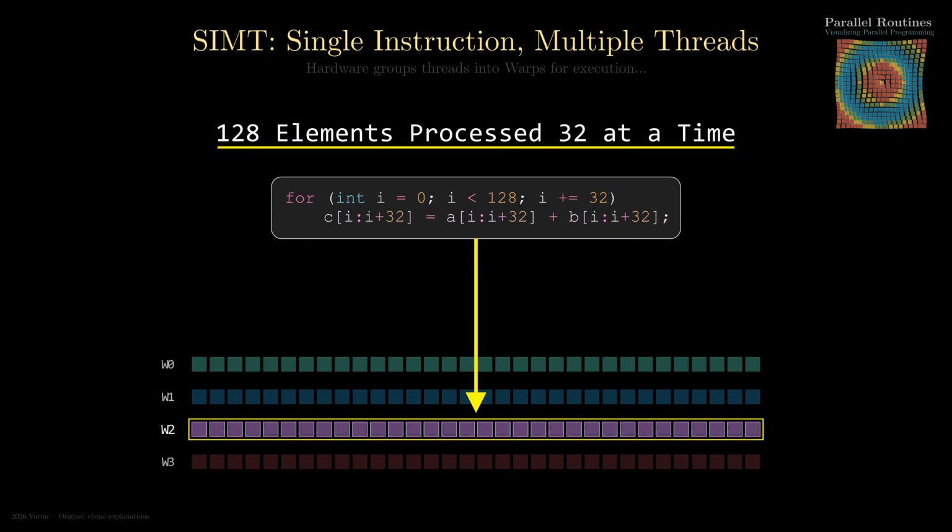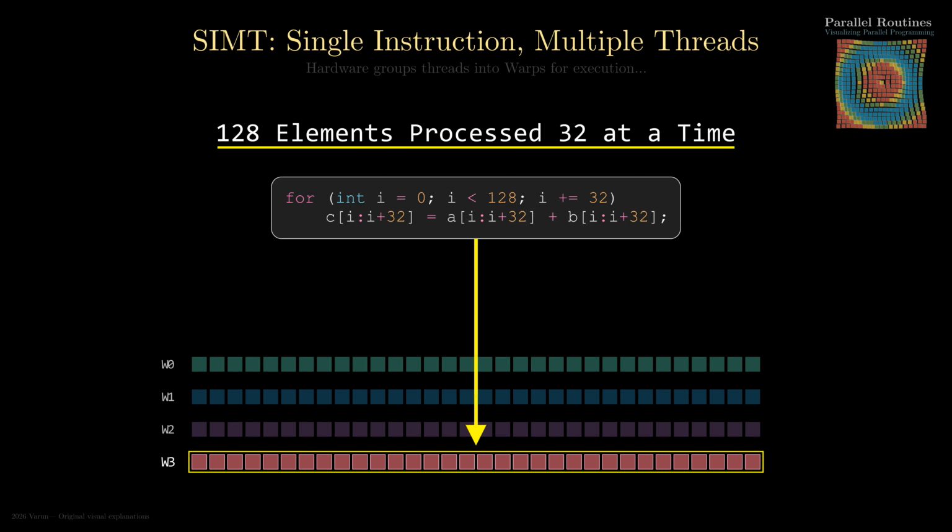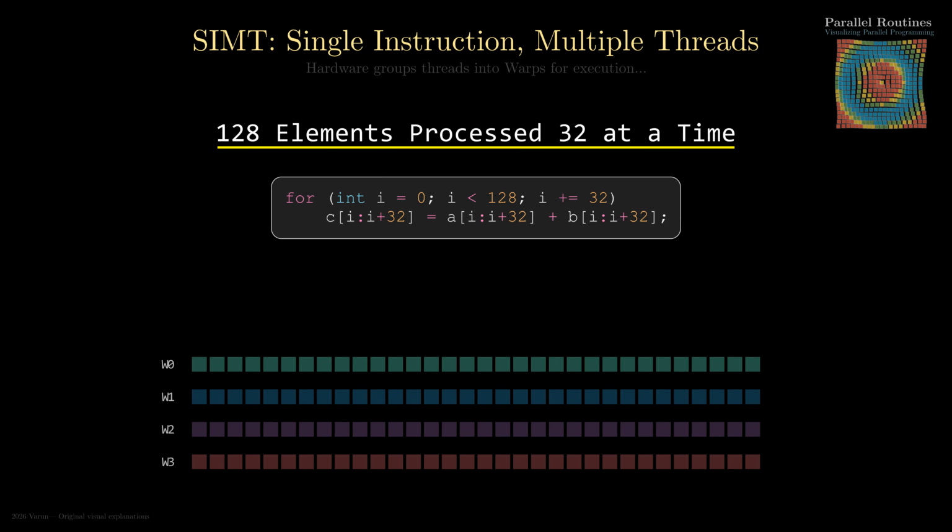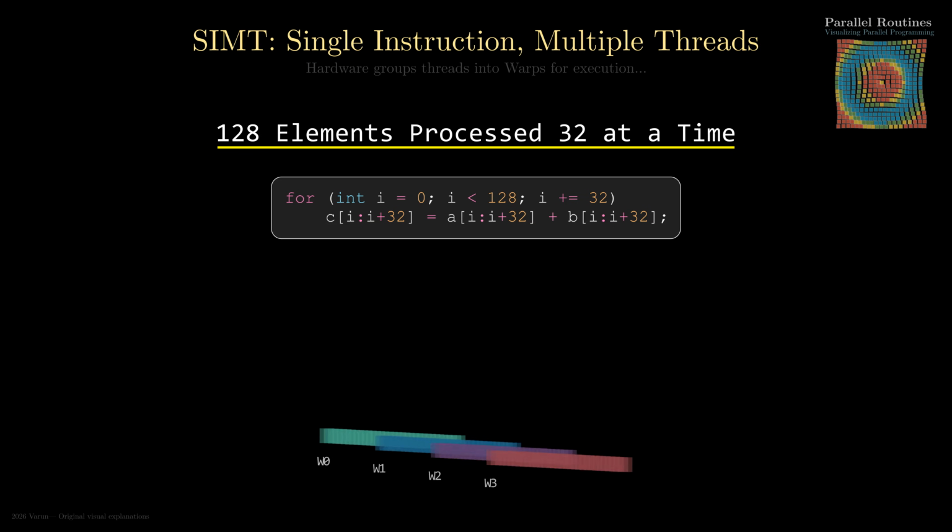Batch 0 processes elements 0 through 31. Then, batch 1 handles 32 through 63, followed by batch 2 with 64 through 95. And finally, batch 3 completes 96 through 127. These batches stack together, representing how the hardware organizes parallel work. Each stack contains 32 parallel operations that execute as a single unit.